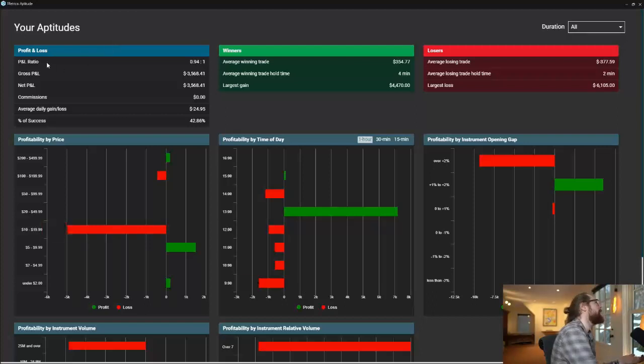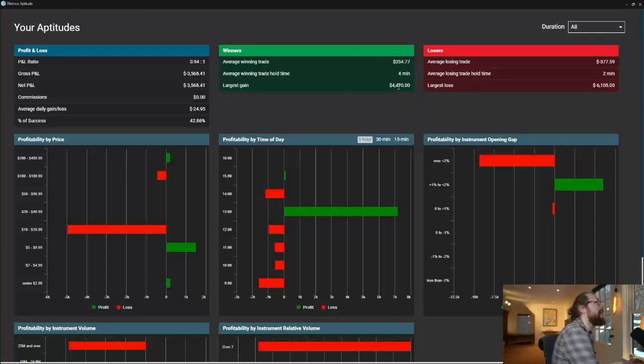And here it is. Profit loss ratio for me, with a lot of practice trading, is 0.94-to-1. My gross P&L is minus $3,500. My average winner is $354. My average loser is $377. So that creates the 0.94-to-1 ratio.